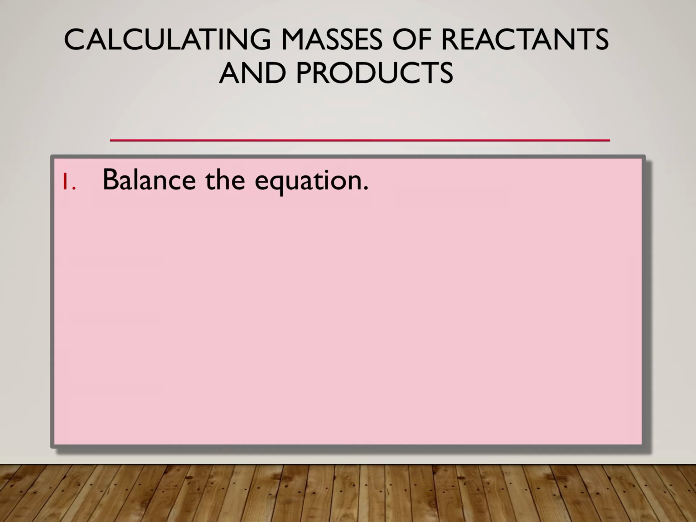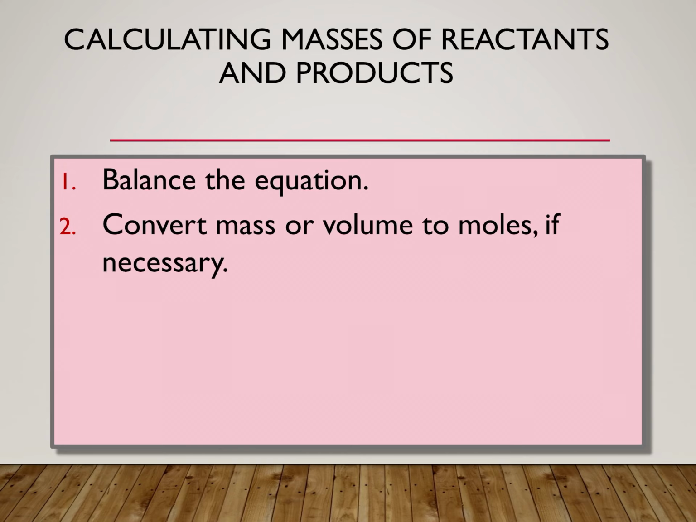So the first step will always be to balance the chemical equation. You'll either be given the chemical equation or you'll be given a word problem, in which case you will need to write the chemical equation. But then you always need to make sure that the equation is balanced. If you see that you're using a 1-to-1 ratio, make sure that you've gone through and checked that it really is a 1-to-1 ratio and you didn't just forget to balance the equation.